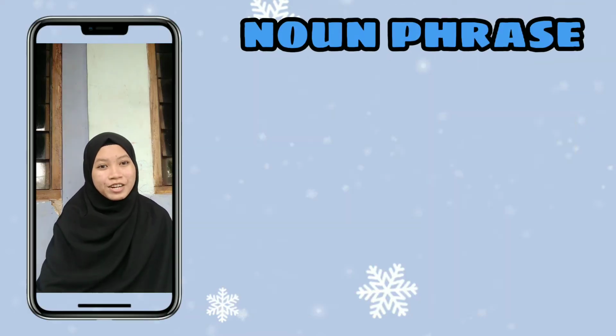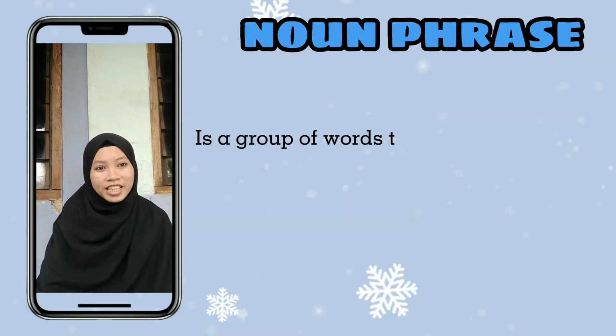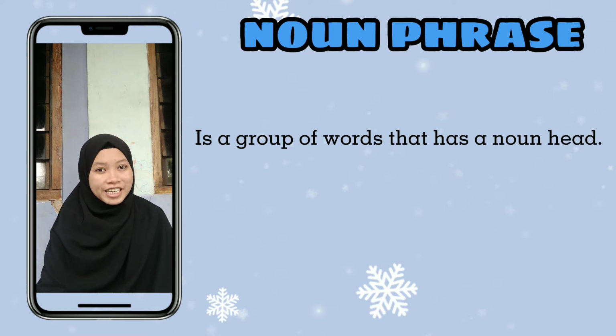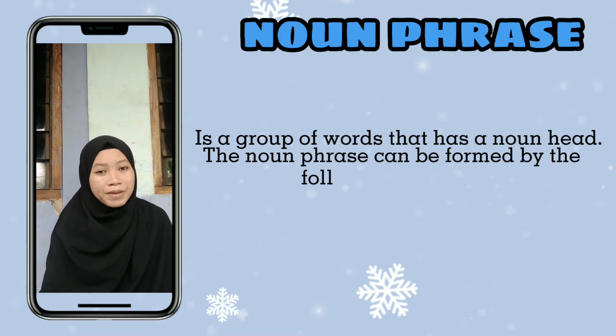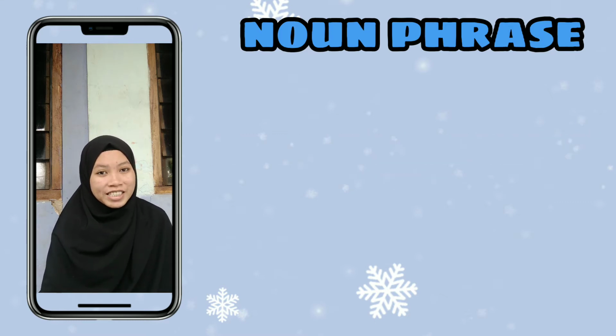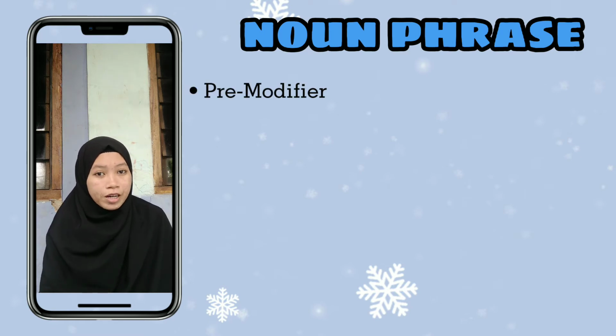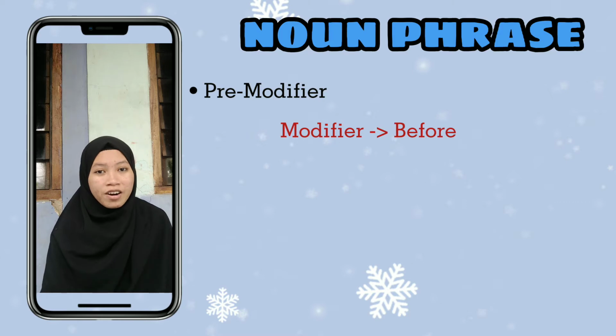Noun phrase. Noun phrase is a group of words that has a noun head. Jadi noun phrase itu adalah sekelompok kata atau frasa di mana inti dari frasa tersebut adalah nounnya itu sendiri. And then the noun phrase can be formed by the following pattern. The first is pre-modifier. What is pre-modifier? Jadi pre-modifier adalah di mana modifiernya ini terletak before noun, sebelum noun.